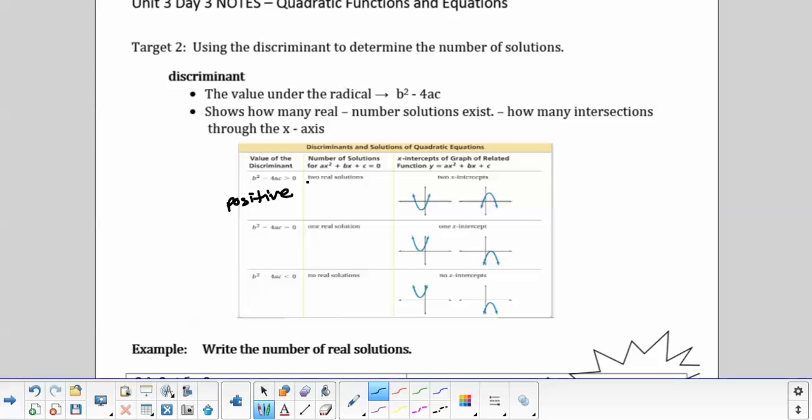So two real solutions. If your b squared minus 4ac is 0, you get one real solution, and that happened in our very first example, because if you add 0 and if you subtract 0, you get the same number, so just one real solution. And if b squared minus 4ac is less than 0, so that would make it negative, then you have no real solutions. Instead, you have two imaginary solutions.